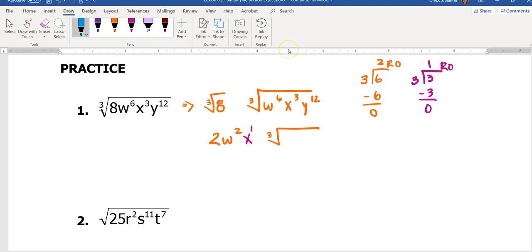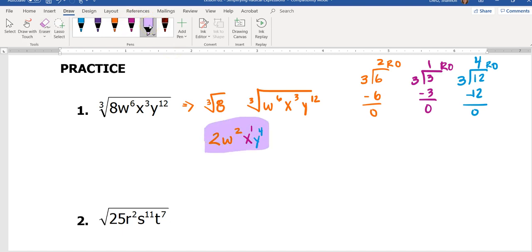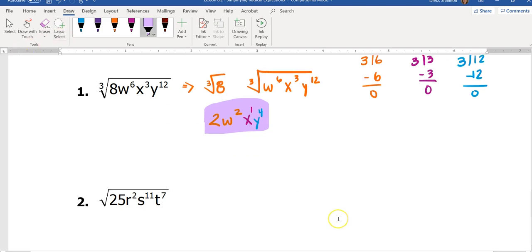I'll do one last time. We're going to look at the y's. So my exponent for my y is 12. I'll divide by 3. That's my root. So it goes in 4 times. So I know I have y to the 4th still on the outside. 4 times 3 is 12. So once again, no remainder. So I can actually go through and just get rid of that root altogether. And then here is your final answer. So that's nice when there's no remainders there.